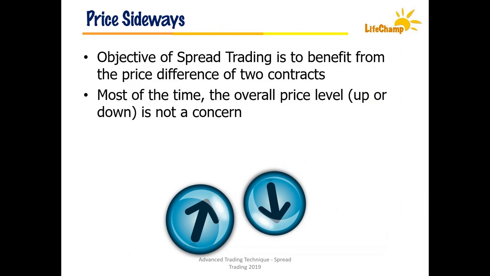So the objective of trading spread is to benefit from the price differences of two contracts. That means you don't care which contract goes up and which goes down, as long as the difference of what you're trading works, you could make big money. Let's say you long a difference of 8 and then you sell a difference of 18, you make 10 points. So most of the time, the overall price level is not your concern. You could ask me what CPO closed at today, and I cannot answer you, but I could answer what the level of the spread is.